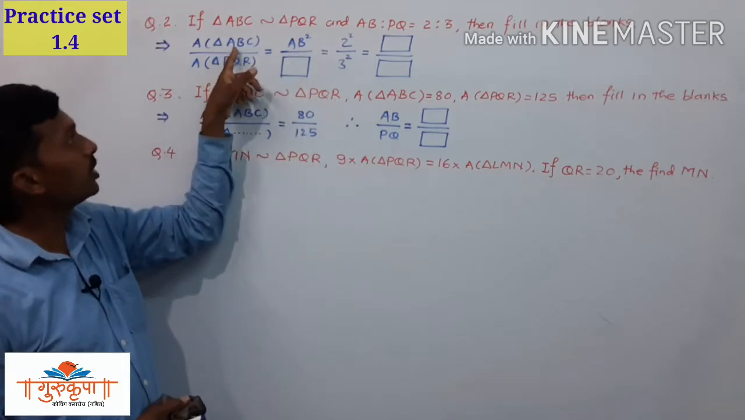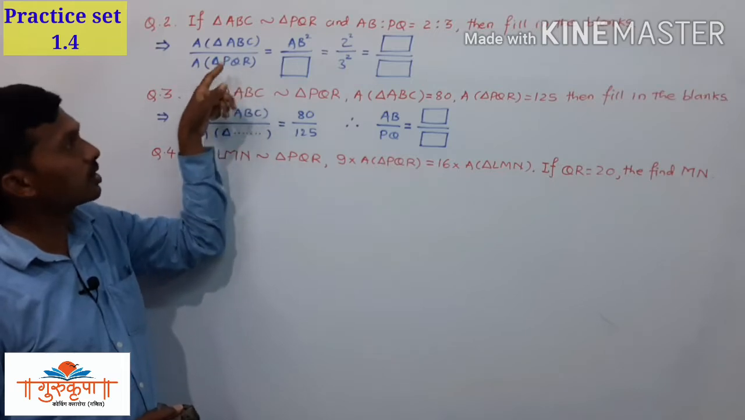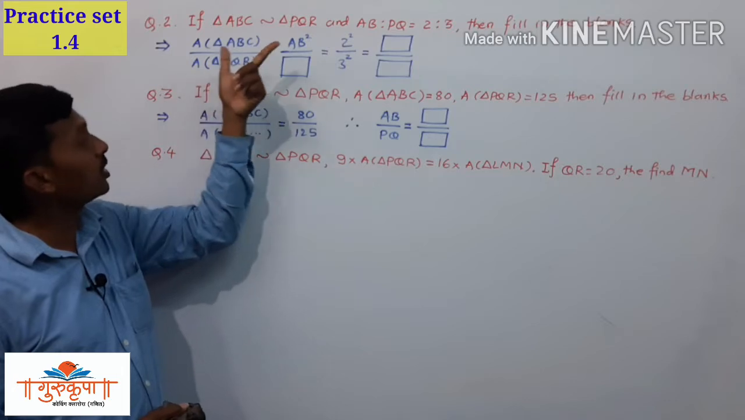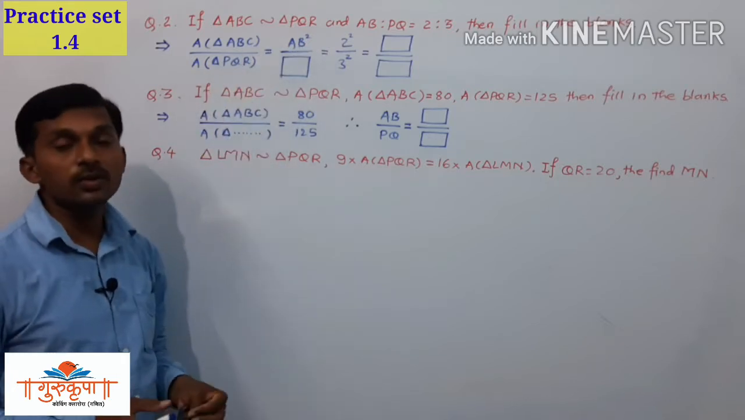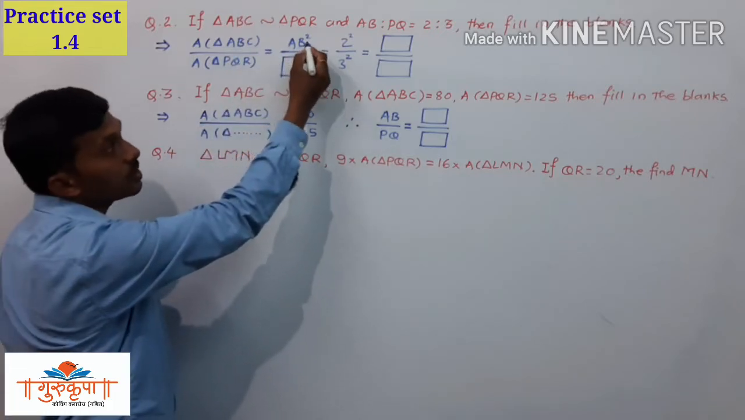So here we have given the ratio area of triangle ABC upon area of triangle PQR. Both the triangles are similar to each other. Since the ratio of the areas of these two triangles is equal to the ratio of the squares of their corresponding sides, and here we have given AB square.